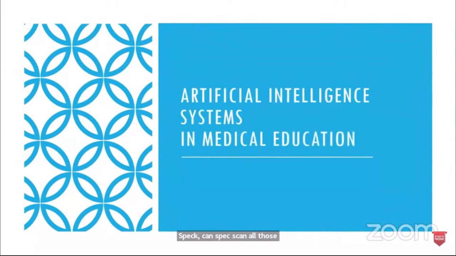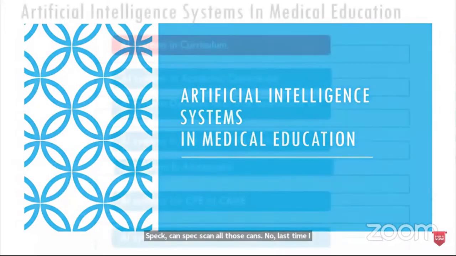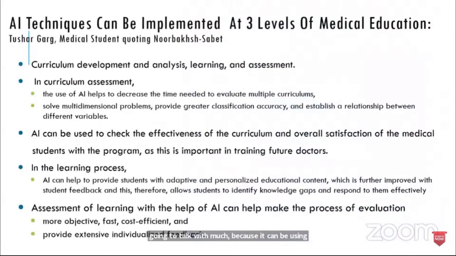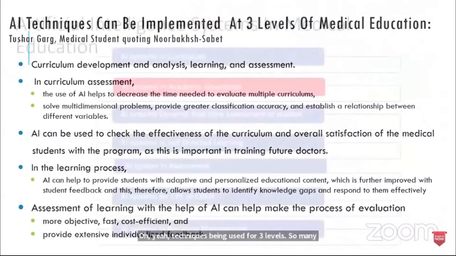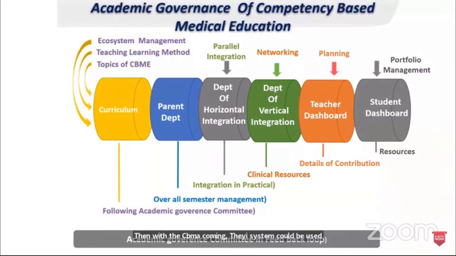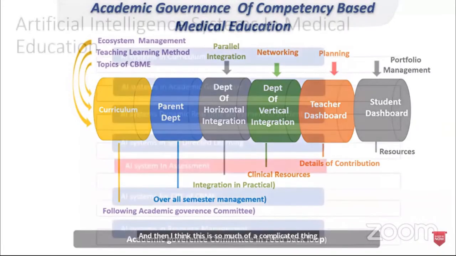Now, last time I talked about AI systems being used in medical education. I'm not going to talk much because it can be used in the curriculum, where AI techniques are used for three levels of medical education. Then with CBME coming, the AI system could be used for academic governance, where all those competencies are being taught, with horizontal integration and vertical integration. This is so complicated that an AI system can help with academic governance.